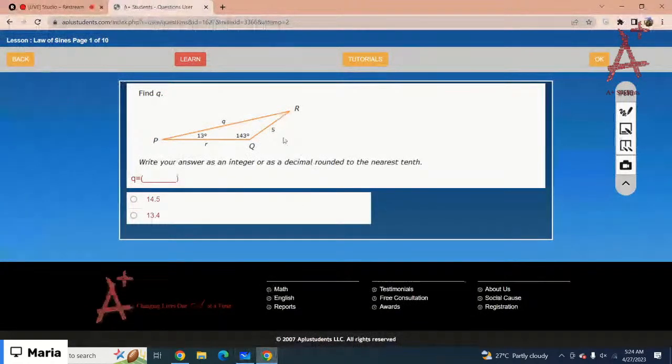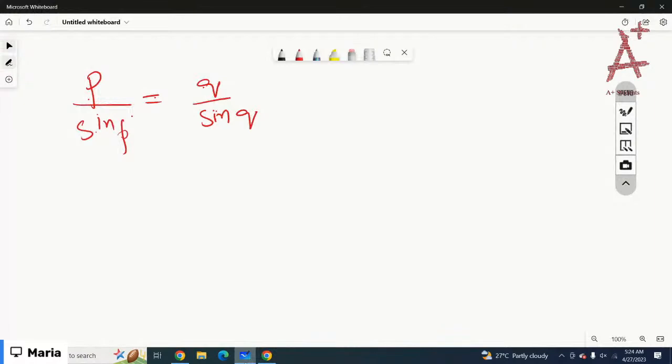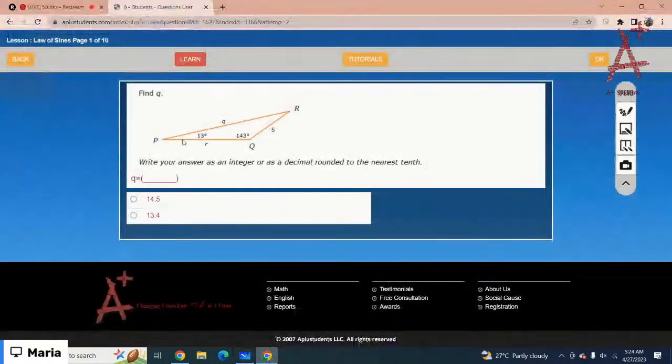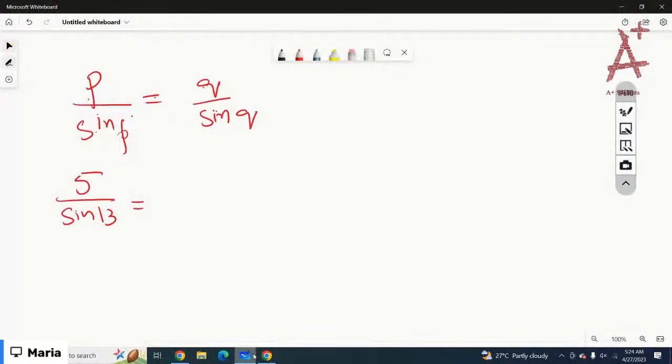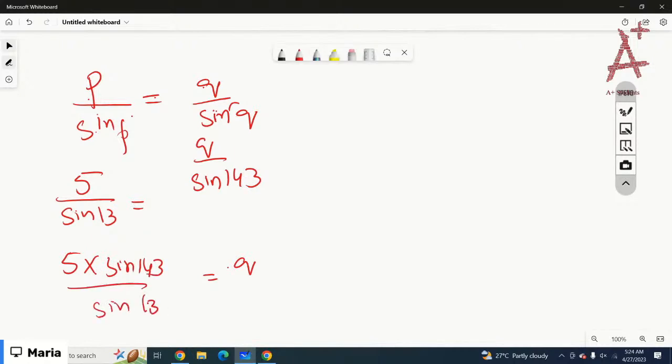So p is 5 divided by sine 13, and q is q divided by sine 143, because you need to calculate the q. Just cross multiply, then q equals 5 times sine 143 and divided by sine 13. Got it? Let's just calculate the values and multiply.